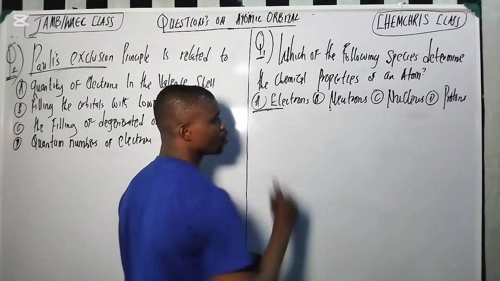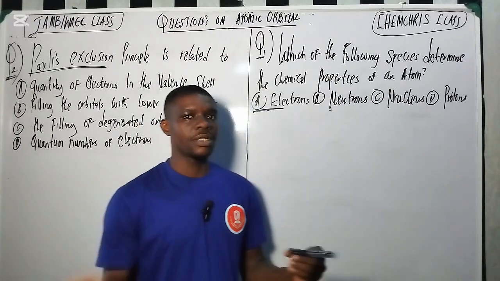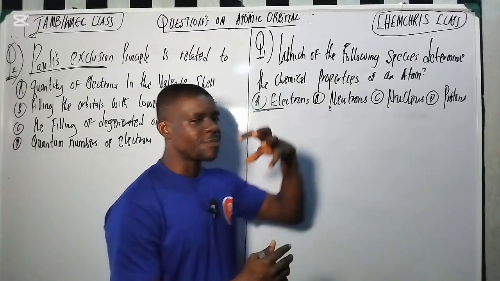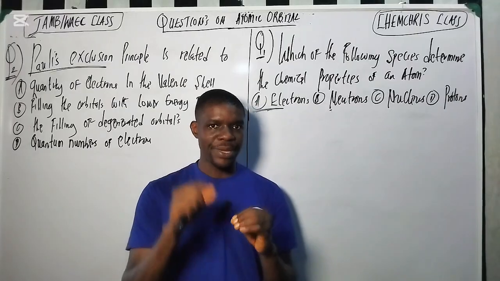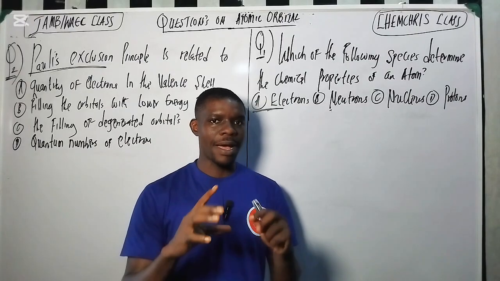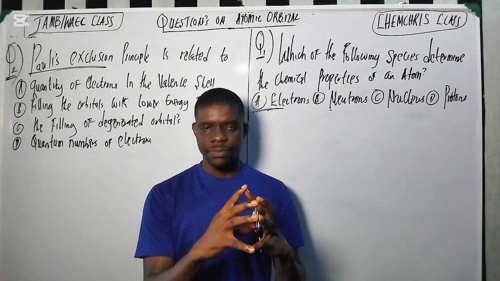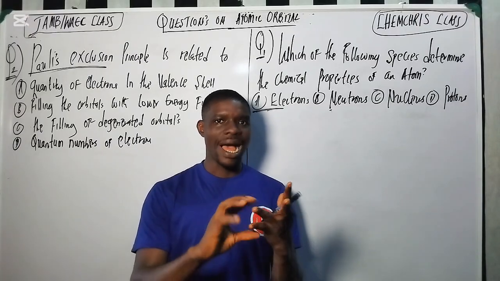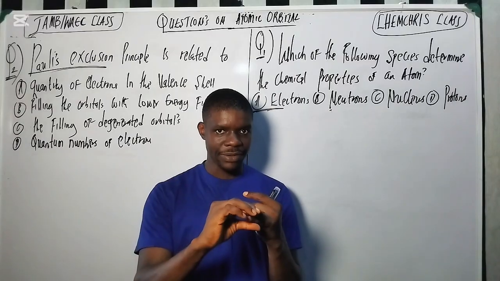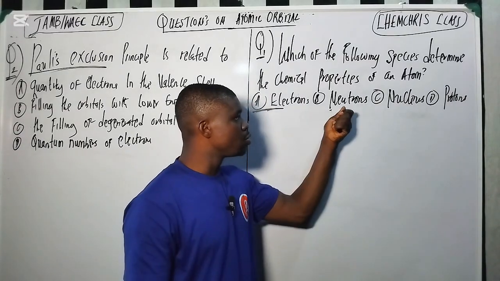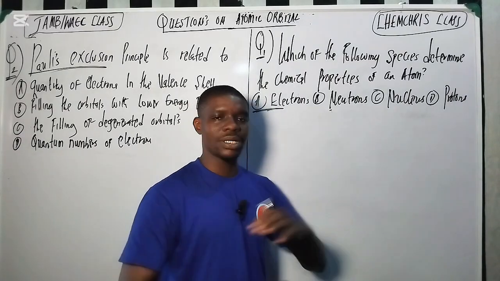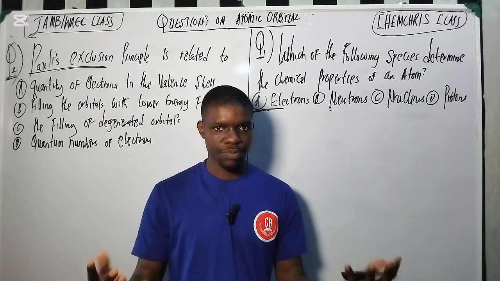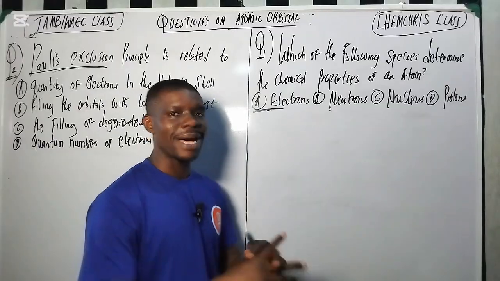But now look at the nucleus. The nucleus does not determine the chemical property. Why? It is buried down inside the atom. Remember, the nucleus of the atom contains the proton and the neutron, right? So the neutron does not determine anything. It only affects the mass of the atom. Do you understand? It determines the mass of the atom.